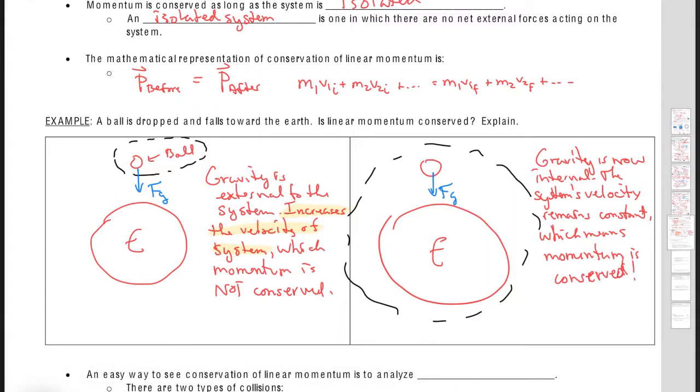Because now gravity is no longer external. Gravity is now internal, inside my circle. Here, gravity is outside; here, gravity is inside my circle. That's the way you can think about isolated versus non-isolated systems. So that's just a quick video on identifying when conservation of momentum applies to isolated systems.